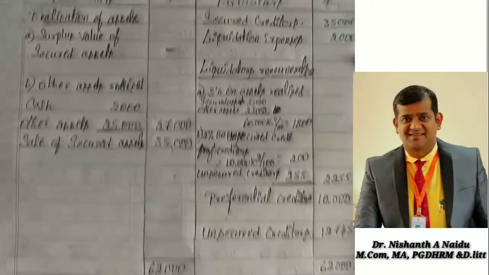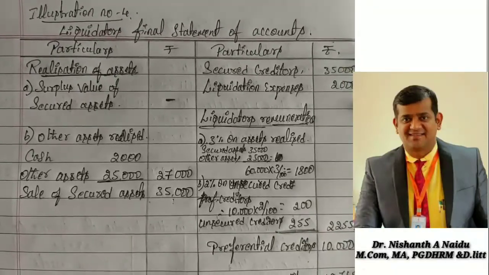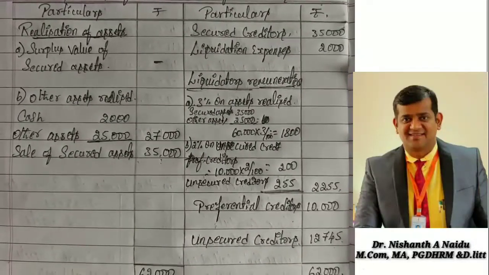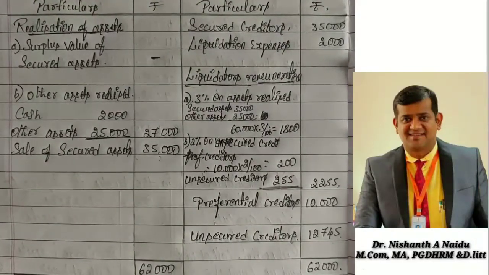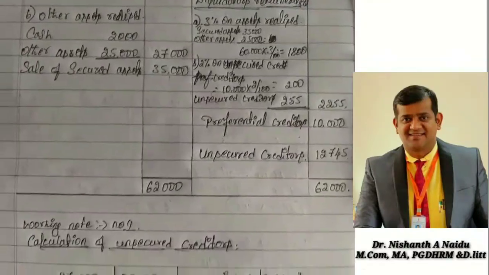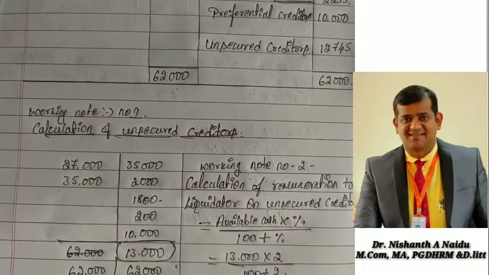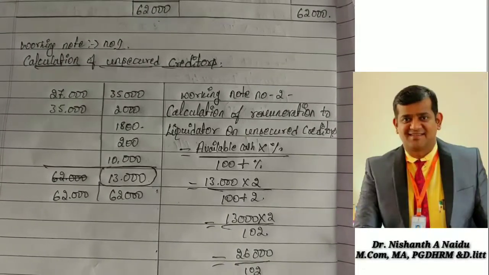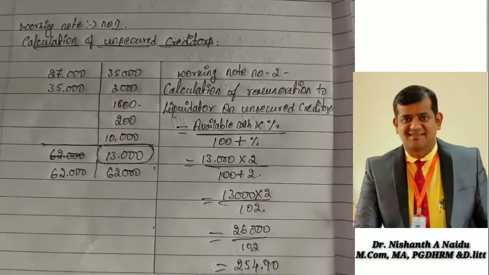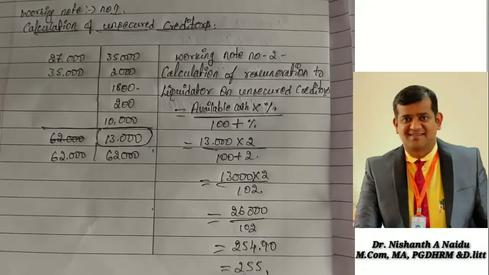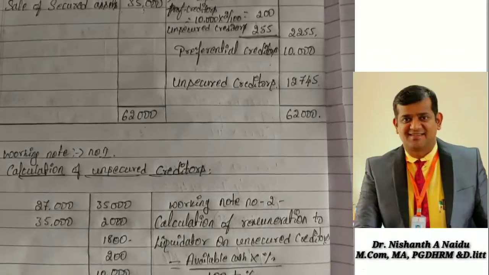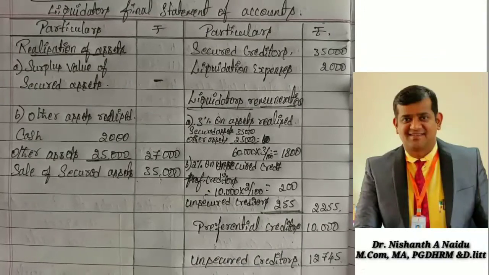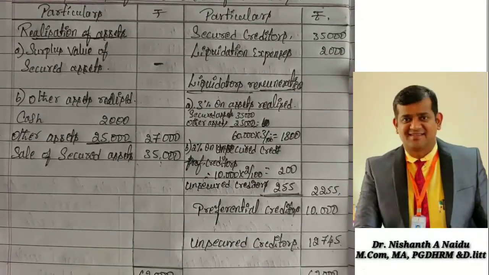So this is the solution of illustration number 4. As I said, this is also one of the basic problems. This is not the toughest problem, or the kind of problem which will appear in your question paper. In future classes, maybe after 2 problems, I'm going to start with the question paper problems also. Meanwhile, you practice this, and make sure which entries we have to record in the liquidators final statement of accounts.